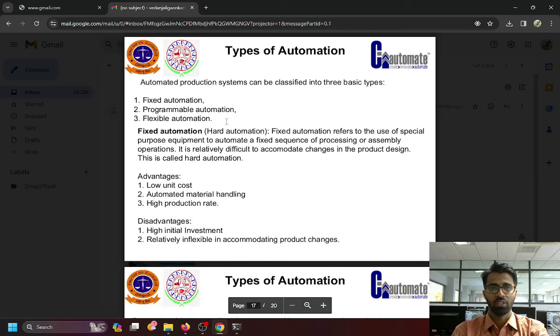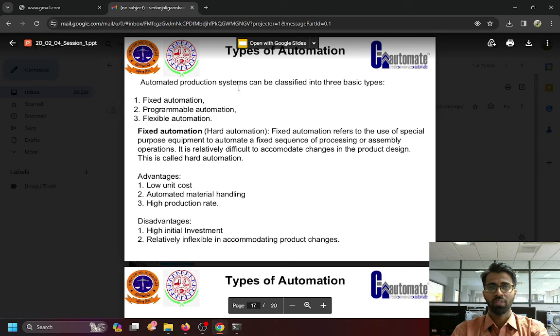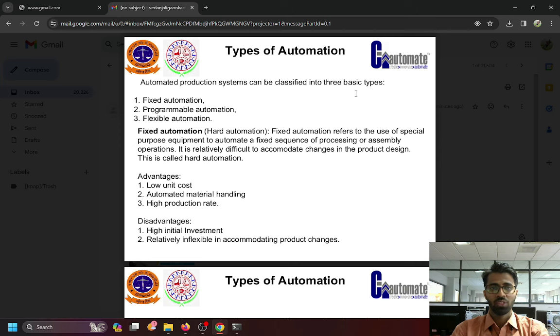Types of automation. Automated production systems can be classified into three basic types: fixed automation, programmable automation, flexible automation.